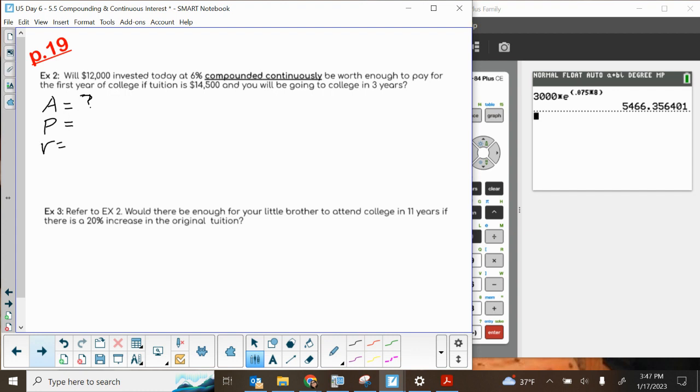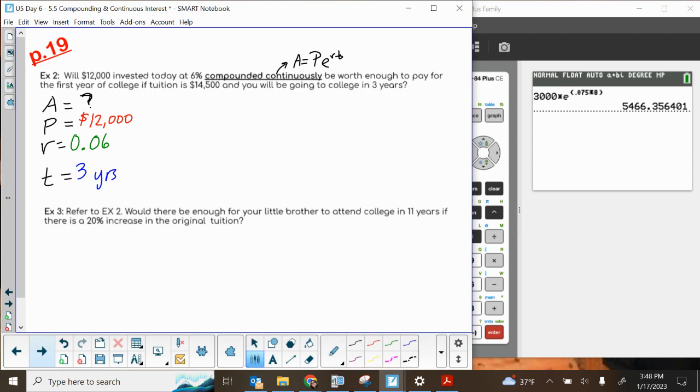So again, since it's compounded continuously, that means we're going to use our Pert formula. And starting with your formula is nice because it tells you what things you want to write down over here. Do I need an n? No, I don't. There's no n in the formula. So A, I don't know. P is what I start with, and that is $12,000. R is my rate, which is 6%, so 0.06. And then T is my time, which is 3 years.